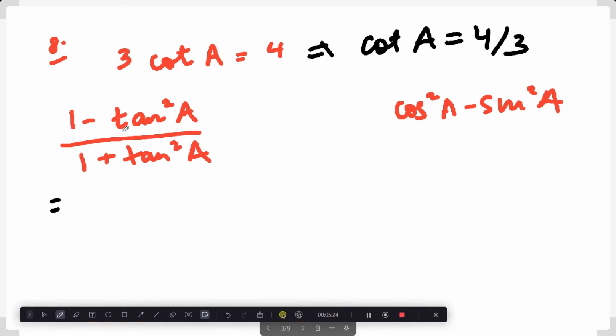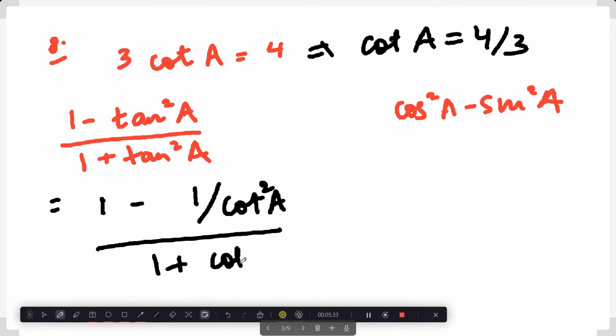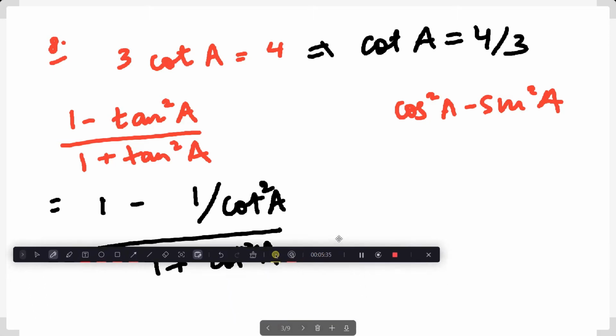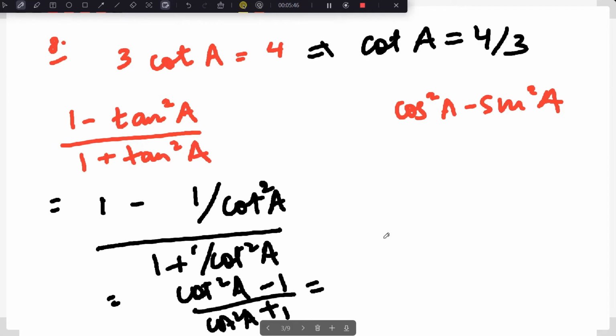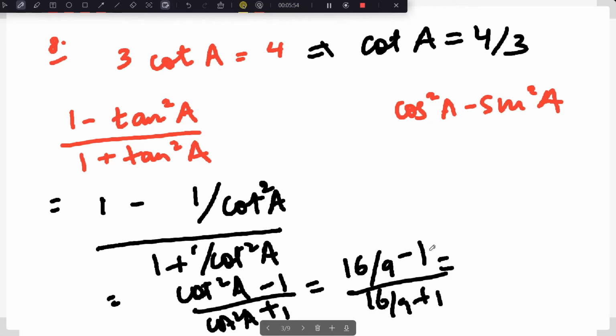So what is 1 minus tan square A upon 1 plus tan square A? What is tan? 1 by cot A. So that becomes cot square A minus 1 upon cot square A plus 1, right? That is what it is. What is cot A? Cot A is 4 by 3. Cot square A, 16 by 9 minus 1, 16 by 9 plus 1. 16 minus 9, which is 7, and 16 plus 9, 25. So that's the answer for the first question.